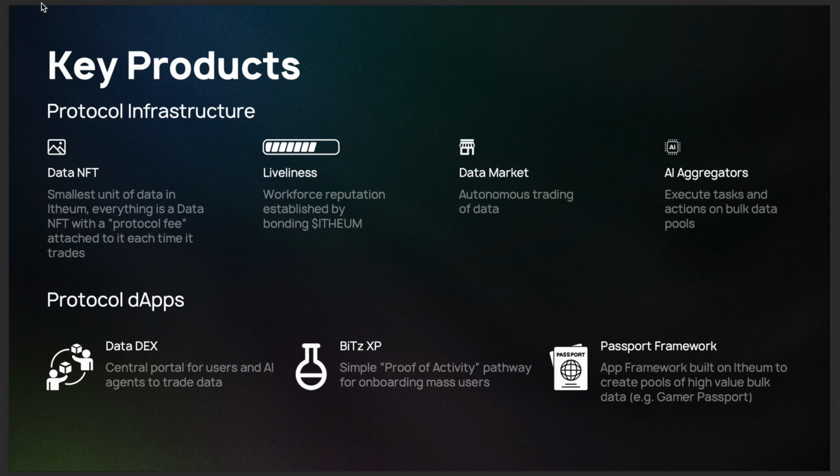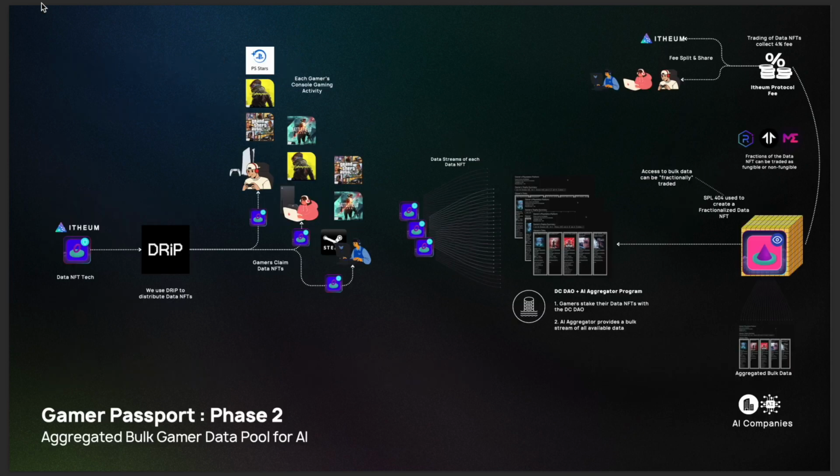Of these, data NFTs are very core to us. These are the smallest units of data. Each time a data NFT is traded, we collect a protocol fee, and this is how we generate revenue. And we also have the Passport framework. This is a data-generating app development framework that runs on Itheum. And the Gamer Passport is the next product that we are launching.